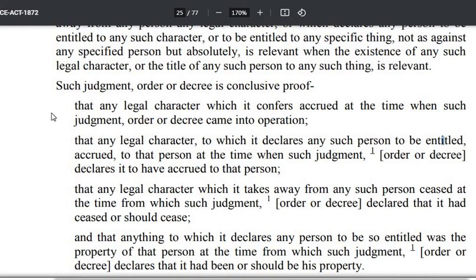If you read it again, such judgment, order or decree is conclusive proof that any legal character which it confers accrued at the time when such judgment, order or decree came into operation. तो ये टाइम के बारे में. That any legal character to which it declares any such person to be entitled, ये पर्सन के बारे में, accrued to that person at the time when such judgment, order, decree declares it to have accrued to that person.